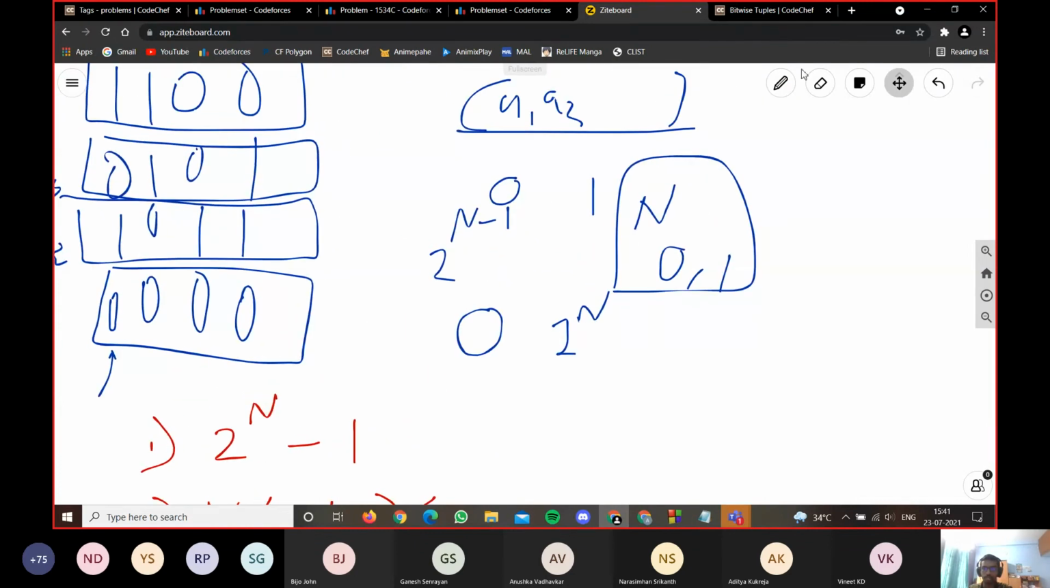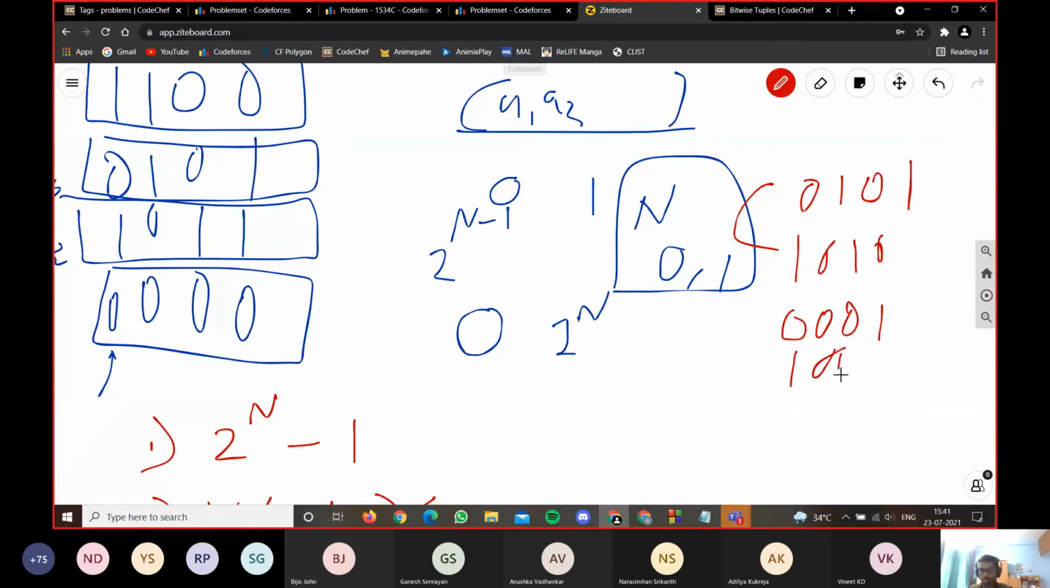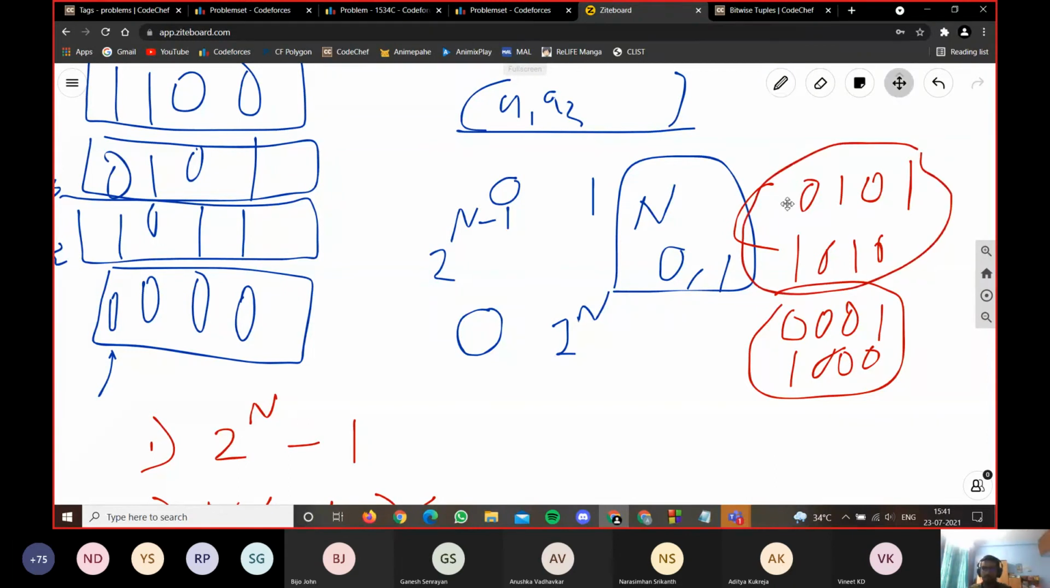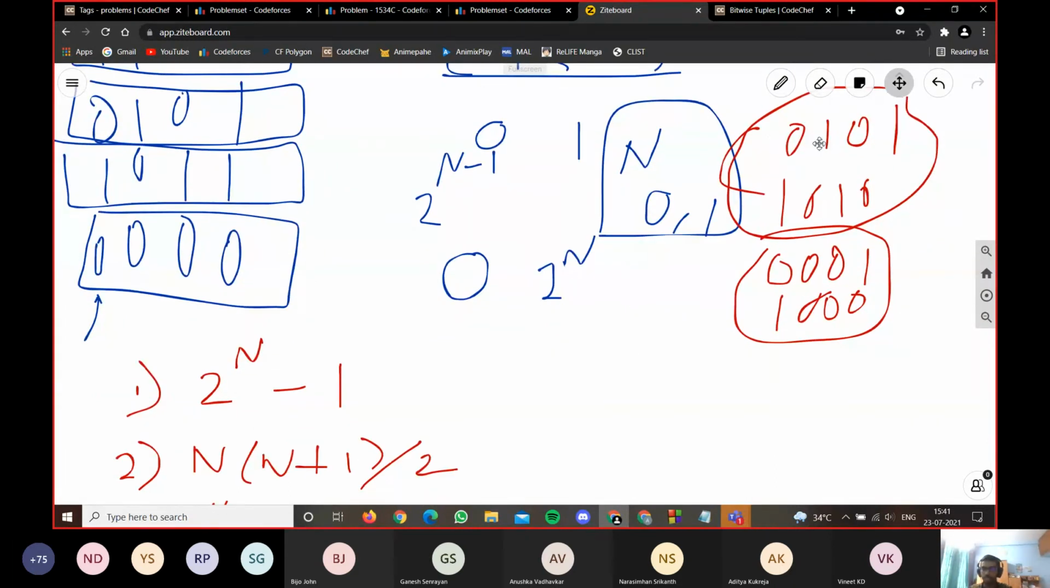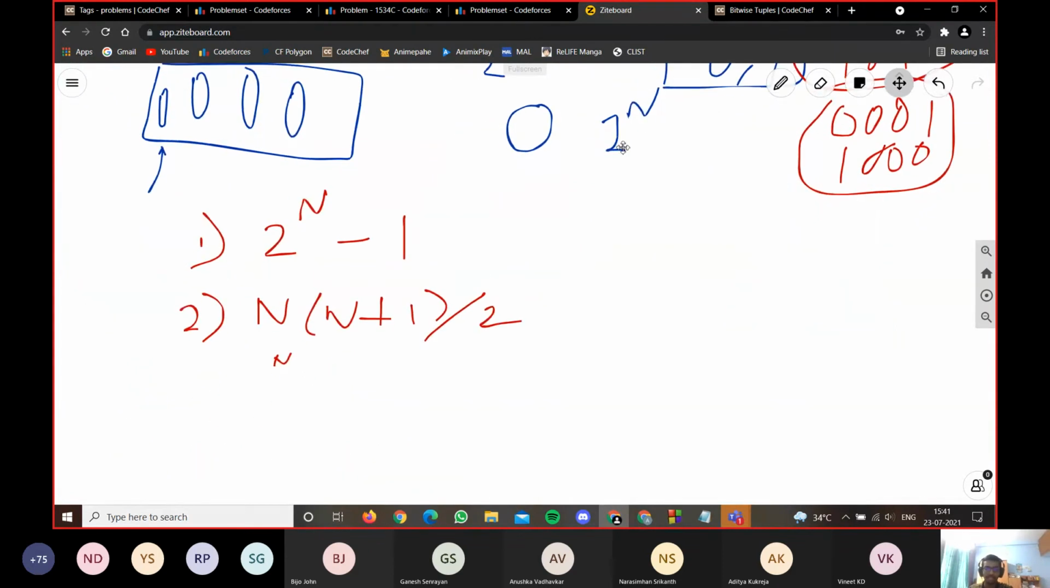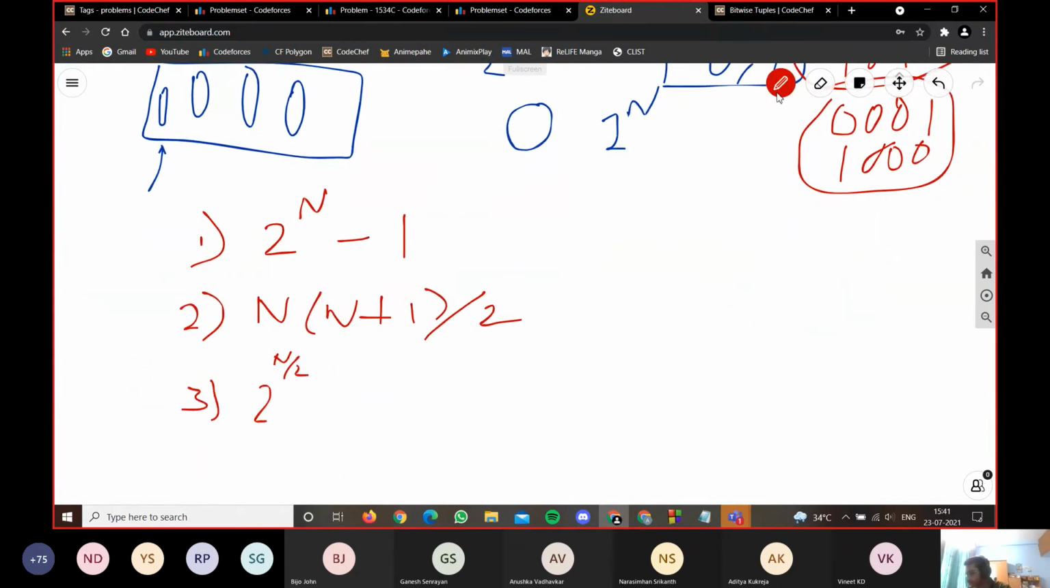By the way, one more thing. If you have 0, 1, 0, 1, this is different from 1, 0, 1, 0. These two ordered tuples are different, and 0, 0, 0, 1 is different from 1, 0, 0, 0. Right? So these two are different ordered tuples, even though they have the same frequency of each number, because they're called ordered tuples. Order matters. Right? So I've got more votes for 2 power n minus 1.